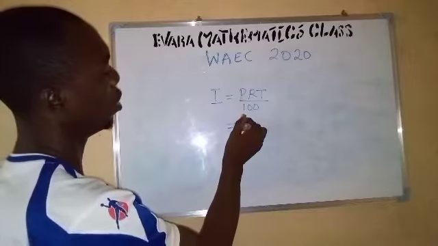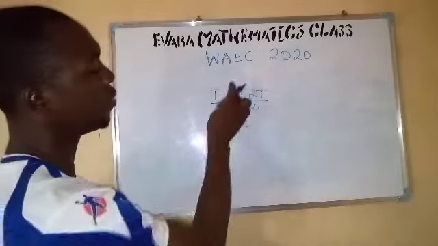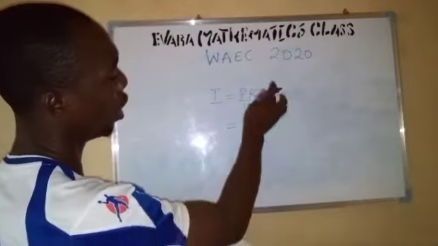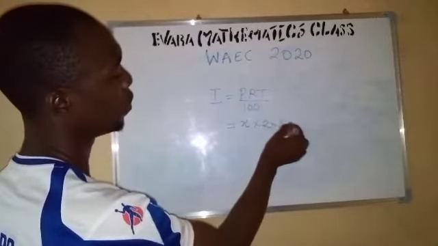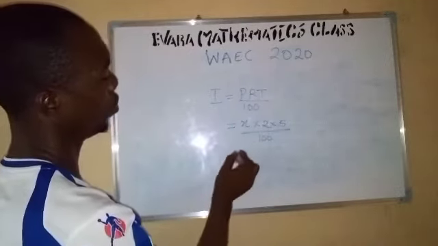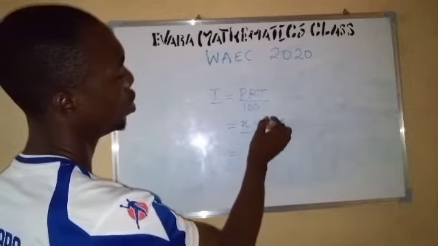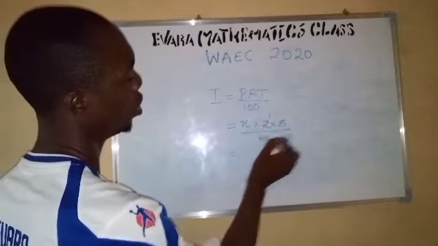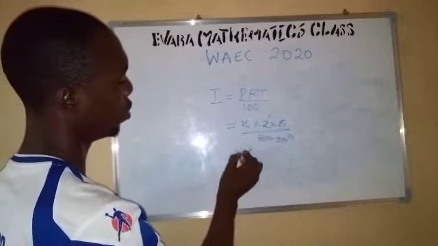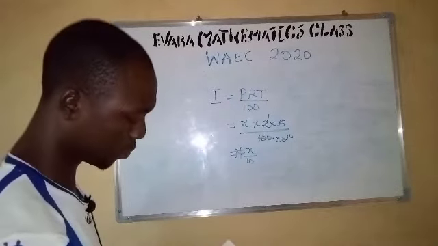Our principal here is x. They say x was saved, so x is the principal. The rate is 2, and the time is 5 years, 5 over 100. So we can see that 5 divides 100, 20, 2 here 1, 2 here 10. The principal is x over 10 naira. Don't forget, sorry, the interest is x over 10 naira.